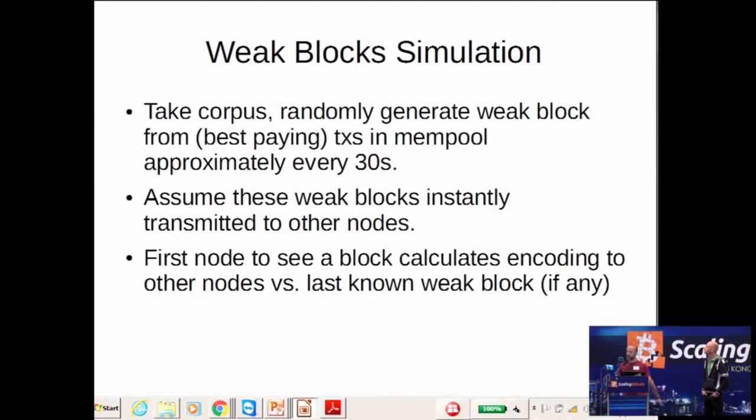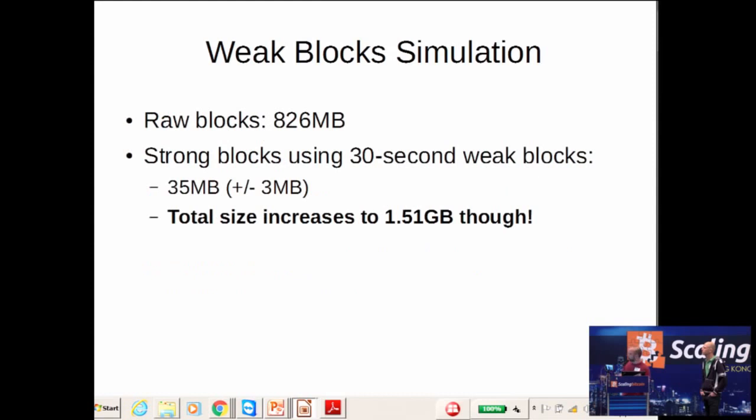So we take our corpus, because I love the corpus, and we randomly generate a weak block. We assume one of the peers generates a weak block on average every 30 seconds and transmit that instantly to the other nodes. So then when we hit a real block, we just encode that against the last weak block that everyone knows about. Okay, so remember our raw blocks gave us 826 megabytes.